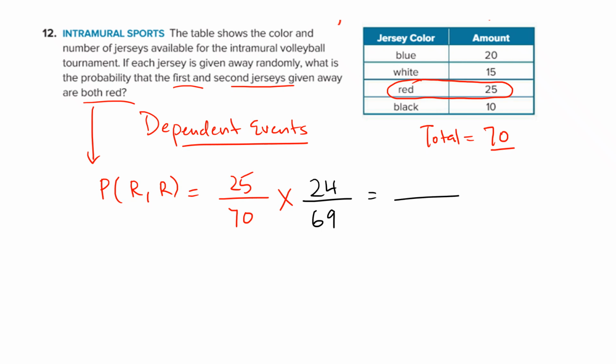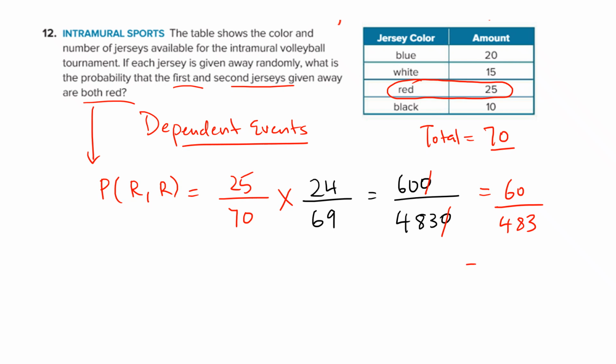Use your calculator. So 25 multiplied by 24 is going to be 600. Similarly for the denominator, it's going to be 70 multiplied by 69. That's a big number, 4830. If we simplify the fraction, it will come out to be 60 divided by 483. You can go ahead and do the decimal also and the percentage.